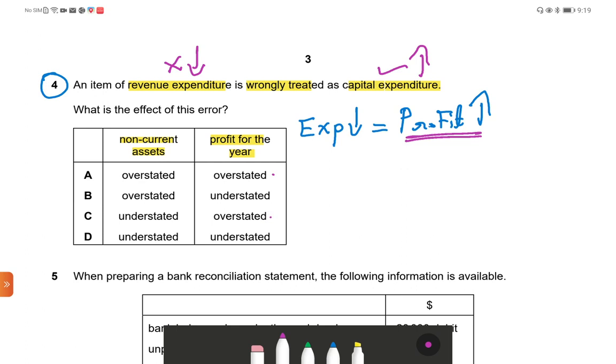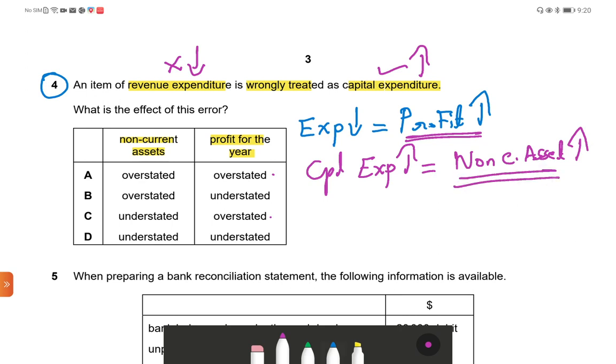Next, it is wrongly treated as capital expenditure. Capital expenditure we enter in the non-current asset, so it is more than the actual. So capital expenditure overstated means non-current asset overstated. So the correct answer: profit is overstated, non-current asset is overstated. Answer A is the correct answer.